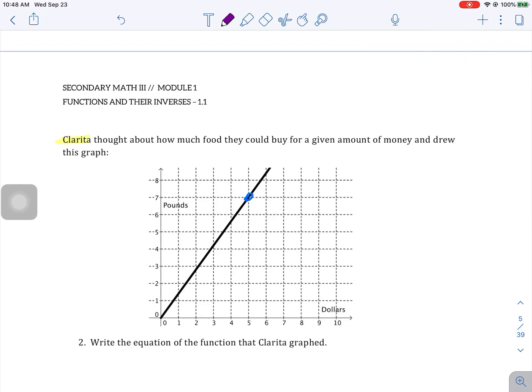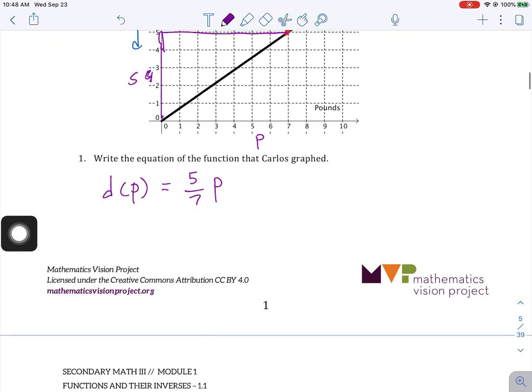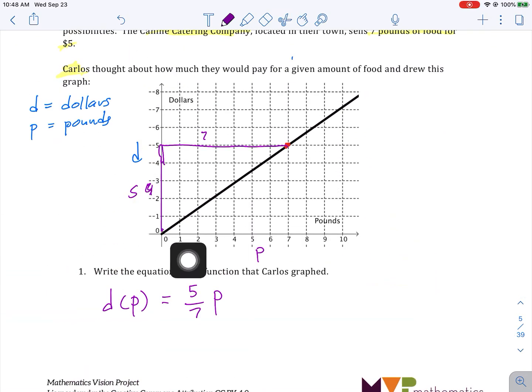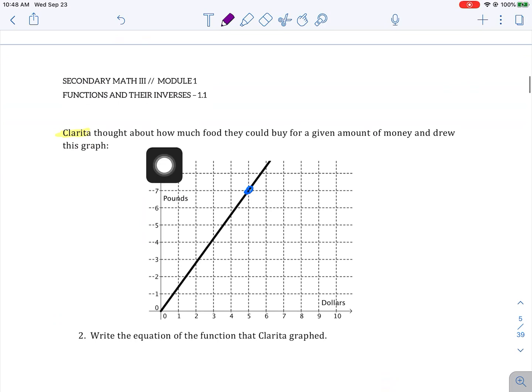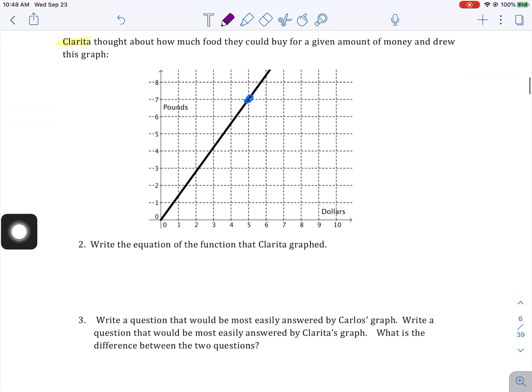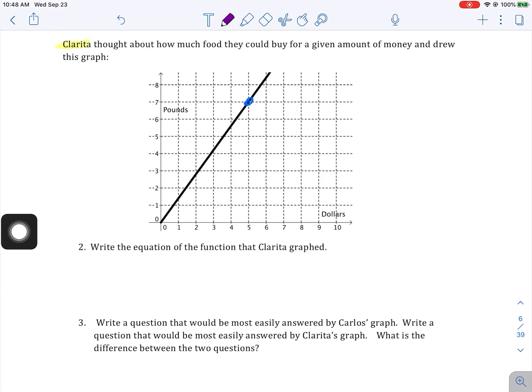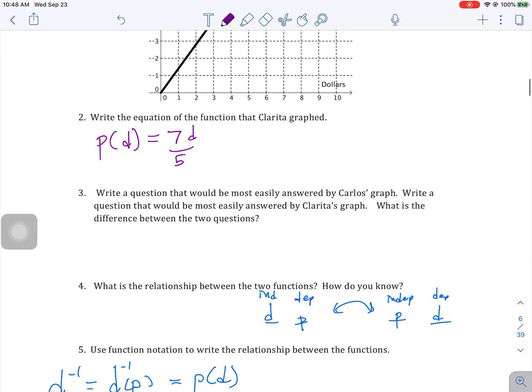Here's another one. Same scenario, but notice instead of dollars and pounds, this one is reversed, pounds and dollars. So to come up with an equation here, and this, by the way, is at 5/7, using D and P also, I can say that pound is a function of dollars. My slope is going to be up 7 over 5. So it should be 7D over 5 using my slope-intercept. They start at 0, 0.